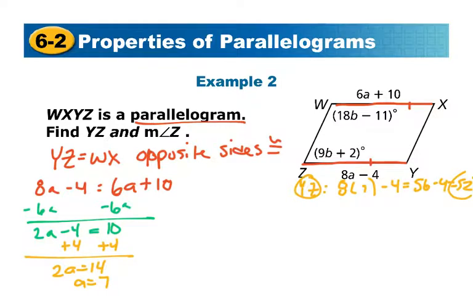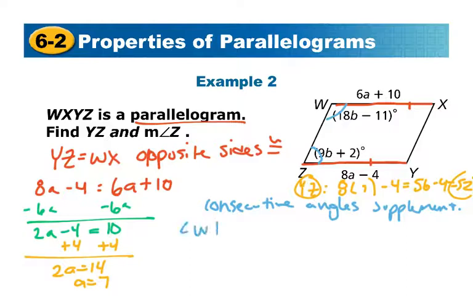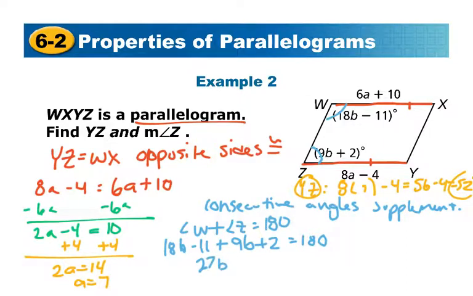The other one that they want you to find is Z. And of course that means that angle W and angle Z, since they are consecutive, are supplementary. So that means that angle W plus angle Z should be 180 degrees, or 18b minus 11 plus 9b plus 2 should equal 180. Or if we put like terms together, we've got 27b minus 9 is going to equal 180.